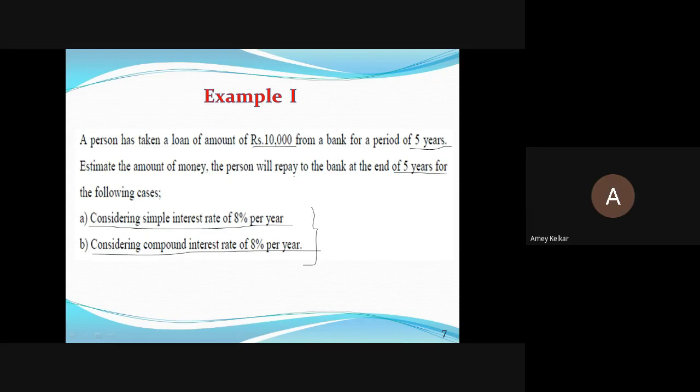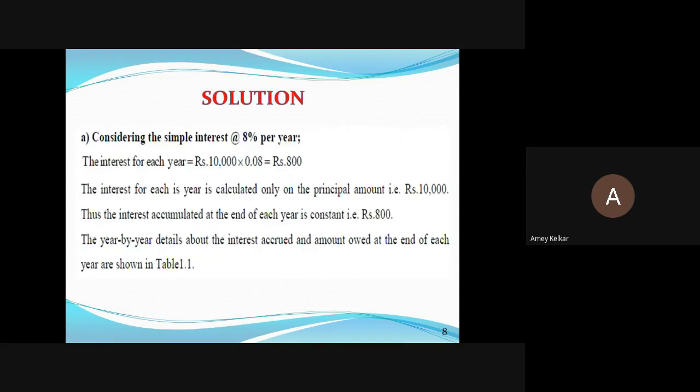A person has taken an amount of 10,000 from a bank for a period of 5 years. He has to pay that amount back, and while paying, there are two cases. One is only simple interest is considered at 8% per year, and the second case is compound interest is considered at 8% per year. Now let us see how things change. So first, I'm taking an example where I have simple interest at 8%. So as per the definition, simple interest is nothing but just multiplying 10,000 by rate of interest.